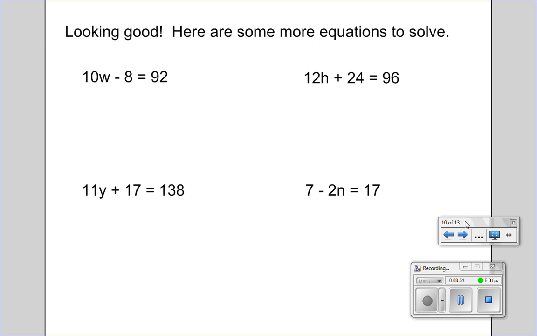What shall I do? Let's do 10w take away 8 equals 92. So, leave the 10w alone. And I'll leave the 92 alone. But now I bring the 8 over. I'm going to add this time. That will give us 100. So 10w equals 100.